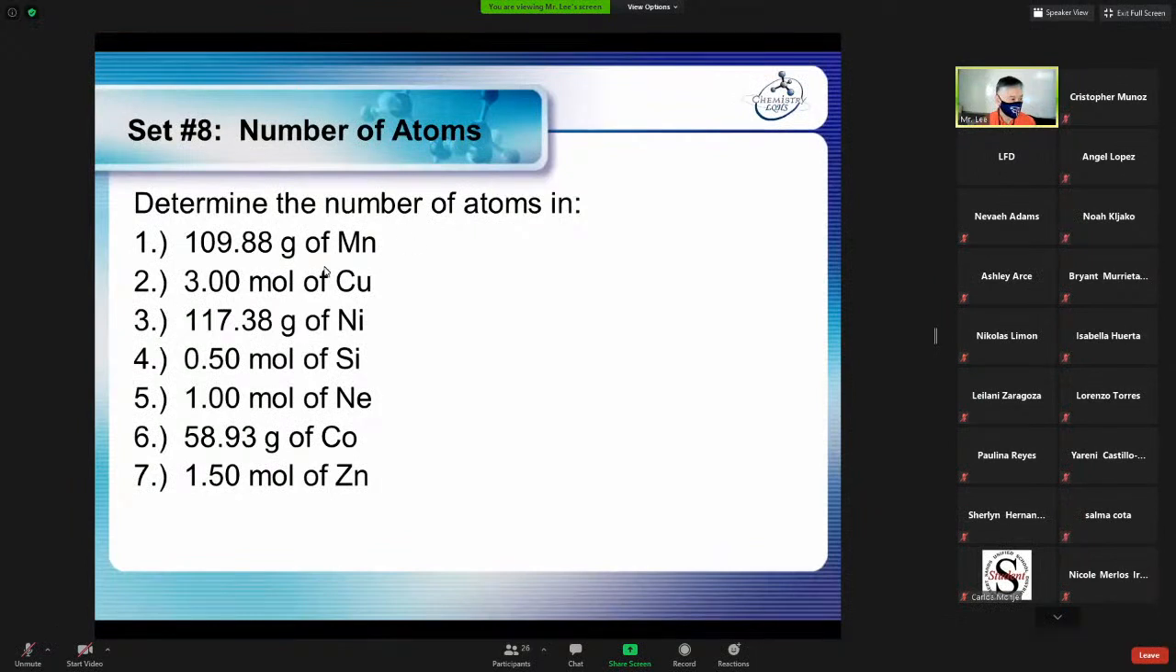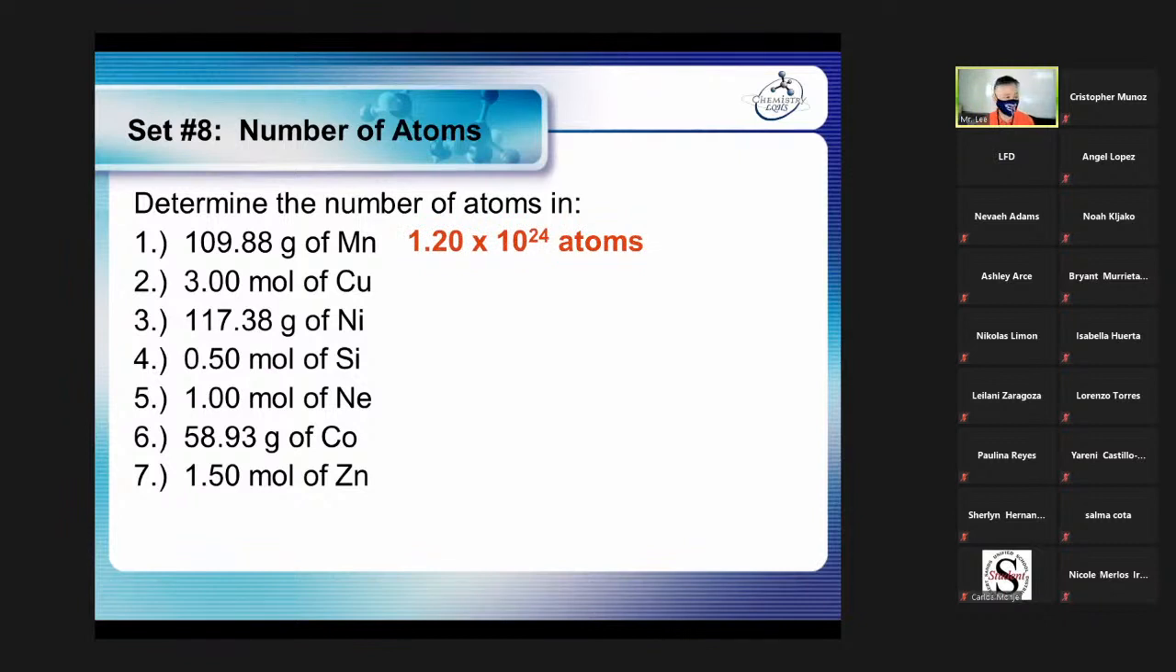Okay. So the first one was 1.2. That's what we got, times 10 to the 24th. And the answer here is 1.2 times 10 to the 24th. The second one we got was 1.8 times 10 to the 24th atoms. 1.81, close enough, times 10 to the 24th. And then the third one, we also got 1.2 times 10 to the 24th. And it is, yes, 1.2.